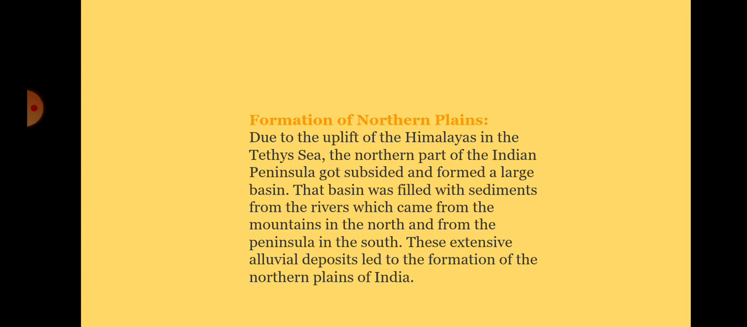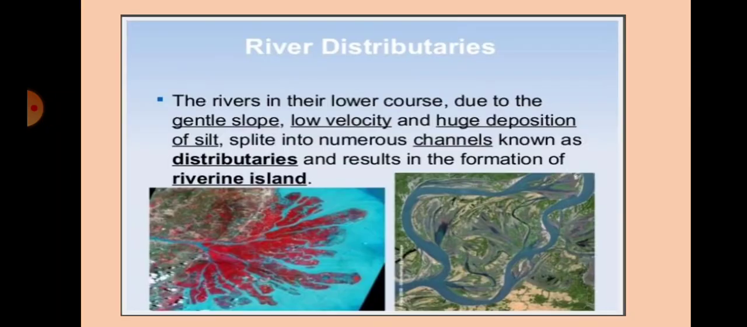Due to the uplift of the Himalayas in the Tertiary, the northern part of the Indian peninsula got subsided and formed a large basin. That basin was filled with sediments from the rivers which came from the mountains in the north and from the peninsula in the south. These extensive alluvial deposits led to the formation of the northern plains of India.